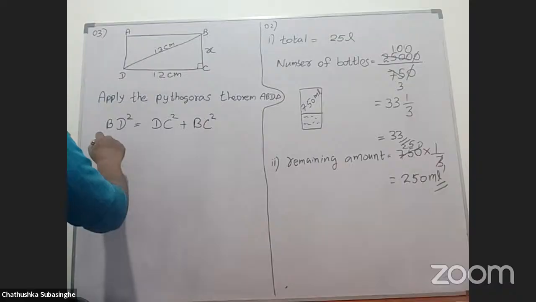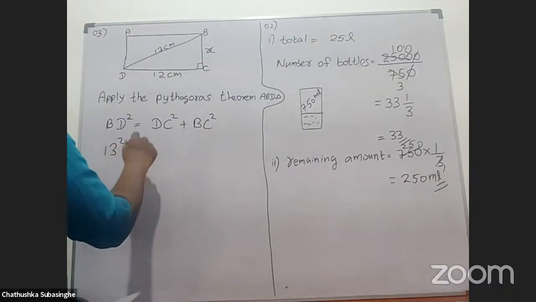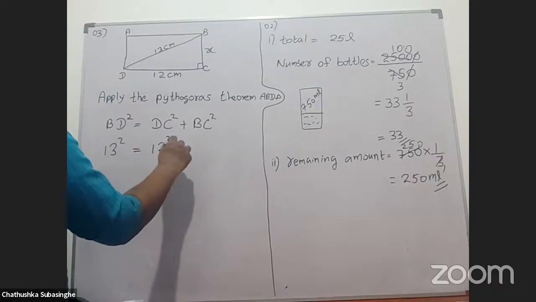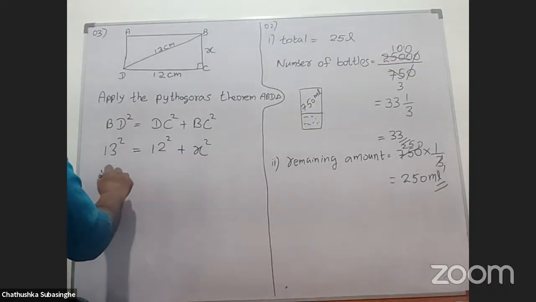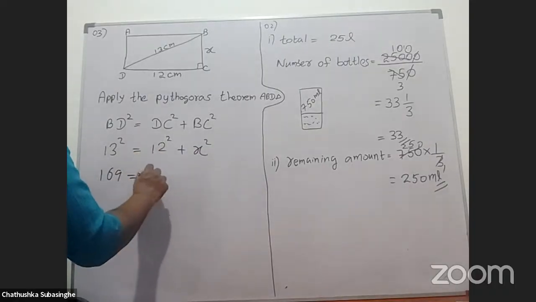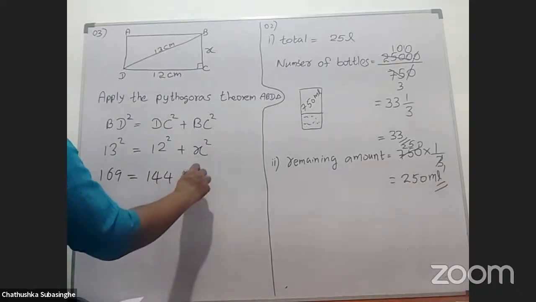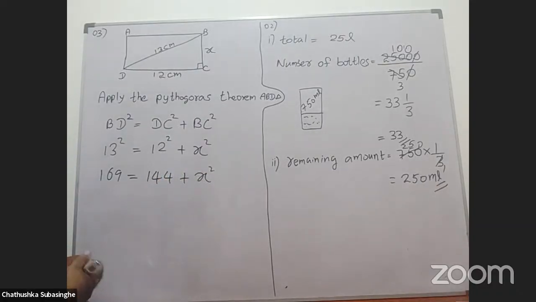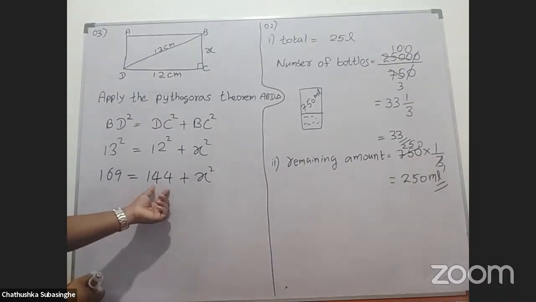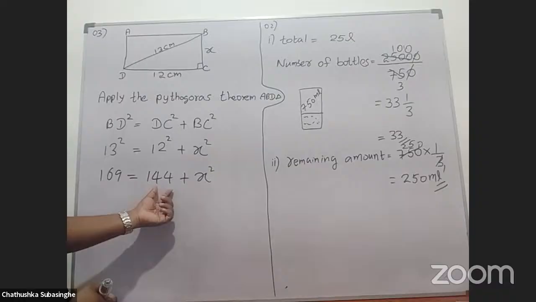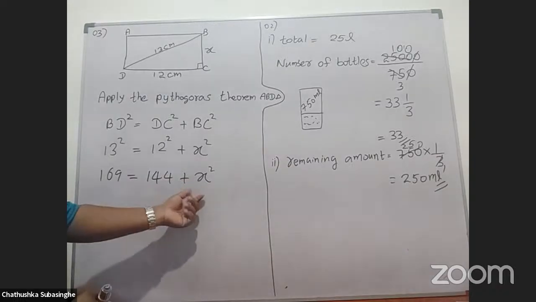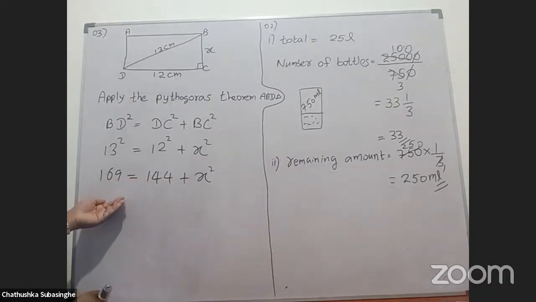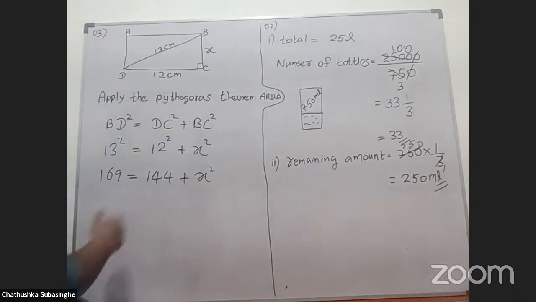Then BD square I can write 13 square equals DC squared I can write 12 square plus BC squared I can write x square. So 13 squared is 169 equals 12 squared is 144 plus x squared. Now I have to find the value of x squared. What I'm going to do is take 144 to the other side. When this 144 goes to the other side, it becomes negative because this is already addition. So x squared remains alone on one side.